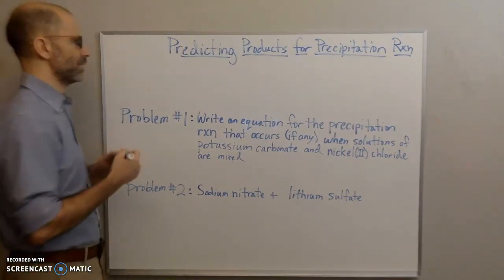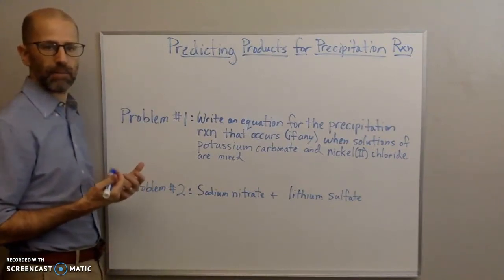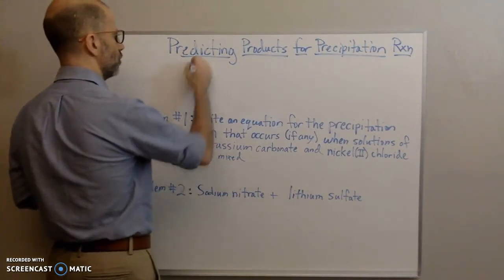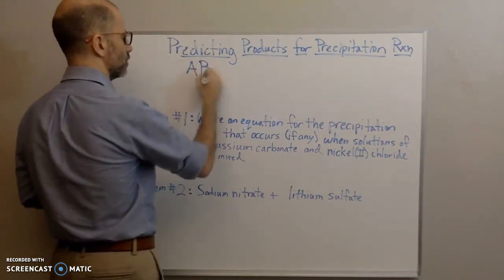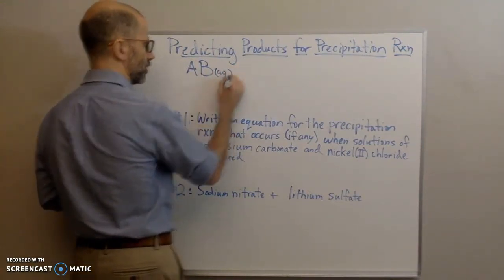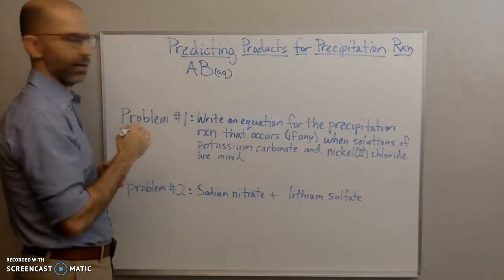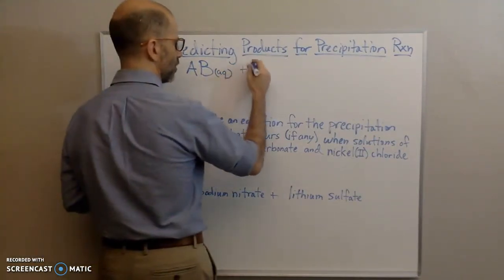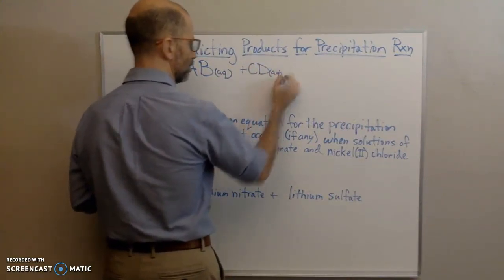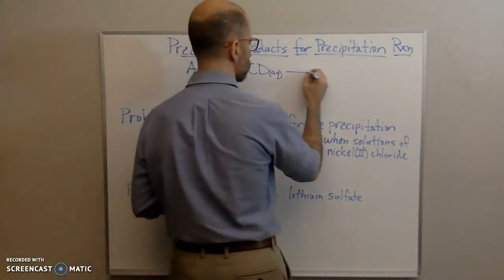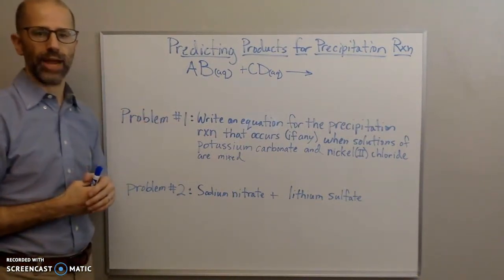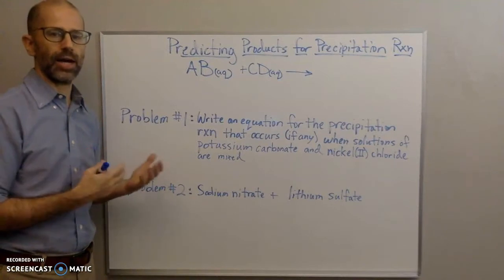And so if I write a generic equation, you can see what I'm going to do here. If I have one substance, an ionic substance that's AB, and that's aqueous, and that means it's dissolved in water. And then I have another substance, let's call it CD, and that's aqueous, so that's dissolved in water, right? And so I'm given these two reactants, and I'm asked, what are the possible products?